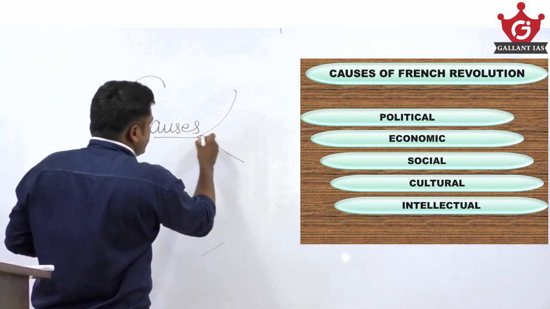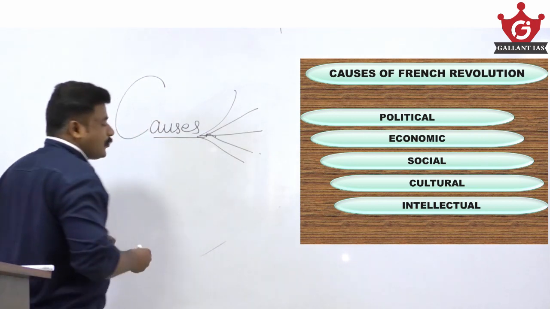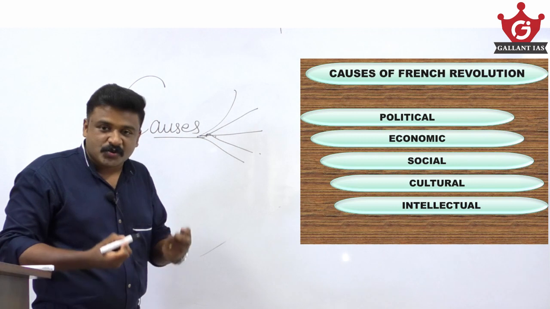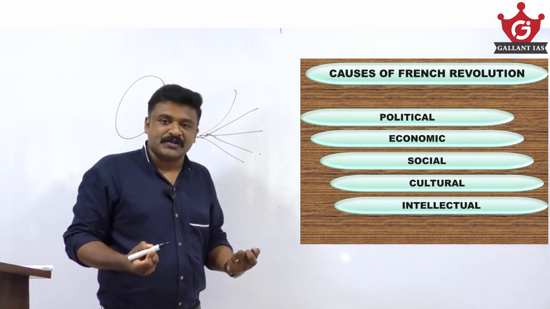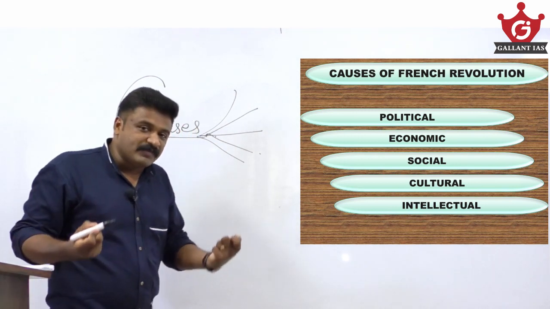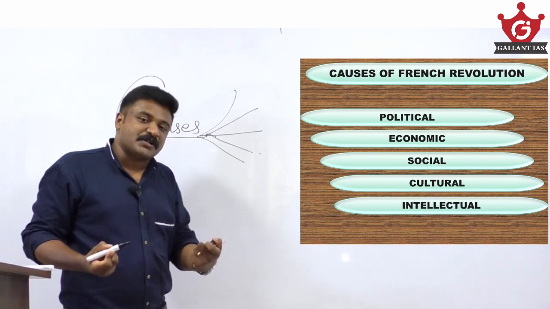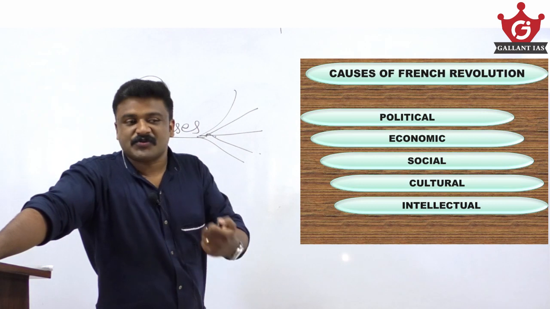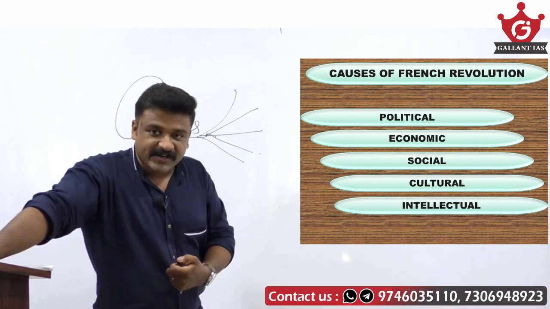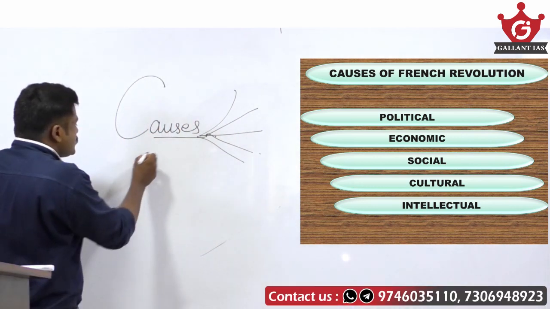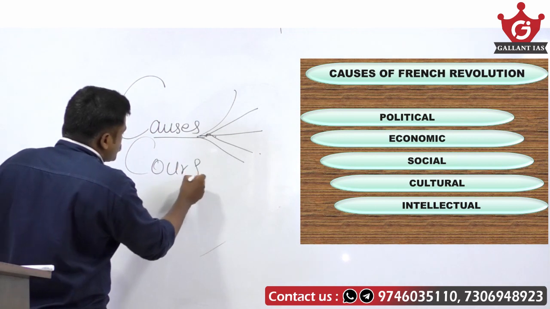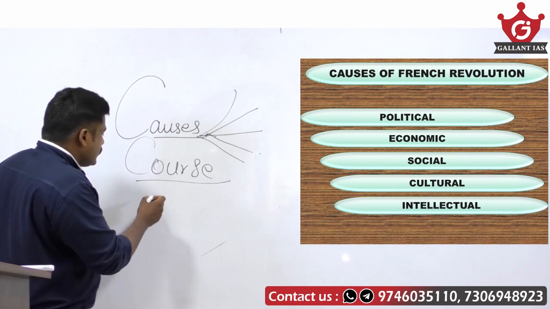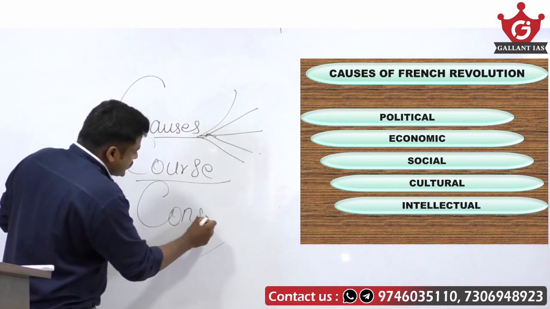And you must build up a multi-dimensional approach. Causes can be political causes, intellectual causes, economic causes, social causes, cultural causes. So definitely you will have to build up a multi-dimensional approach when you study the causes and consequences of the major events in world history. So focus on the causes, focus on the course of the revolution, or maybe major events in that particular course of revolution, and focus on its consequences.